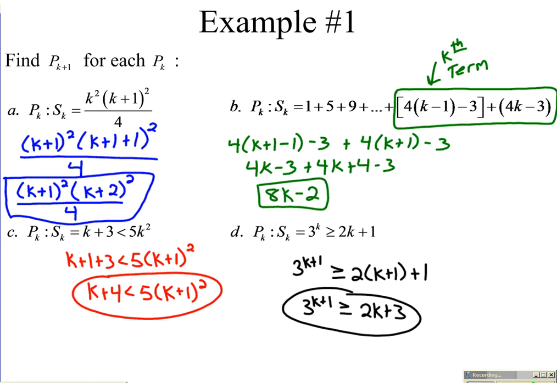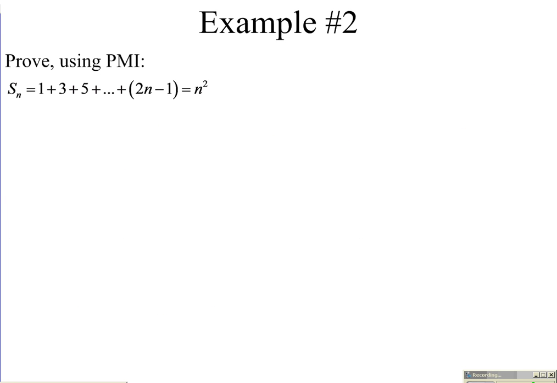And that, in essence, is what you are going to be doing in that third step of your proof. So now looking at an entire proof here. Prove using the principle of mathematical induction that the sum of the first n integers, 1 plus 3 plus 5, so on, up through the nth term, which is 2n minus 1, is the same thing as just taking the term number and squaring it.